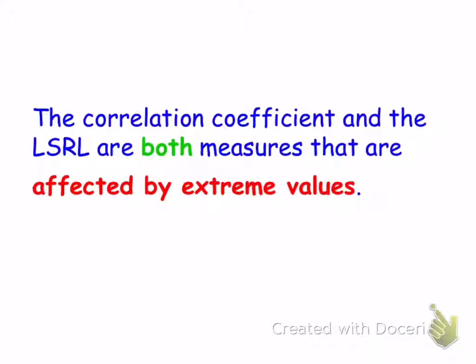So the correlation coefficient and the LSRL are both measures that are affected by extreme values. Remember in the last chapter, if something is not affected by extreme values, it was called what? Starts with an R. It was called resistant. But LSRL and correlation coefficient, they are not resistant. They are affected by extreme values.